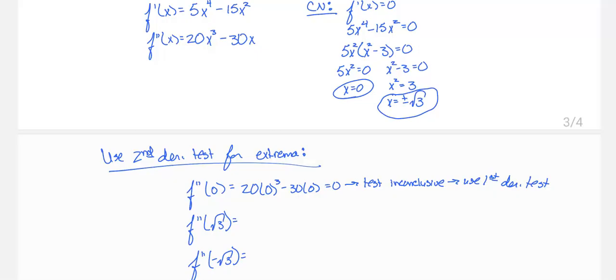So now let's plug in the square root of 3. So we have 20 times square root of 3 cubed minus 30 times square root of 3. When I plug this in, I got a positive 51.9. So this is positive. Here's what this means. We are concave up at x equals square root of 3 because that second derivative value is positive. We're concave up, we're shaped like this, which means there has to be a minimum at x equals square root of 3.